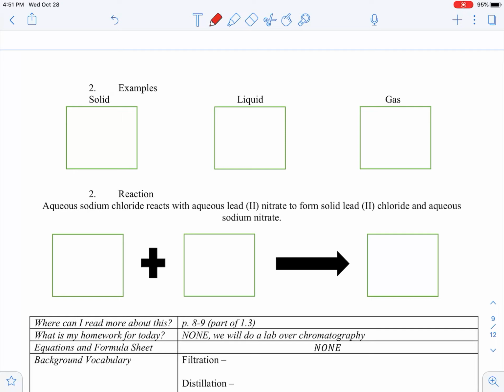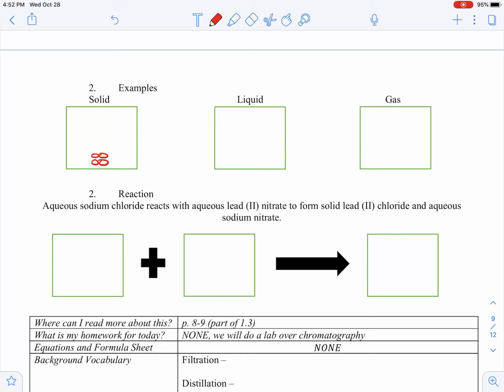So a solid, remember our definition of a solid is one that keeps the shape. It doesn't take the shape of a container. So here's my container. That green box is a container. To represent a solid, we're going to draw something that keeps its shape. So if I just choose some circles here, that would be representative of an element, an elemental solid actually, because they're all the same shape and they're keeping their own shape.